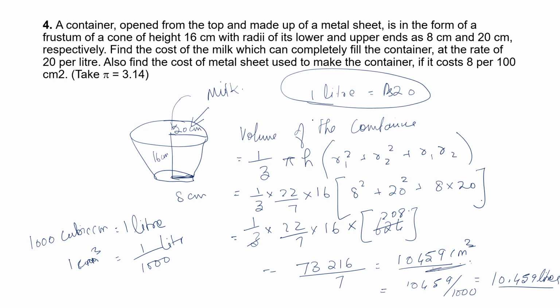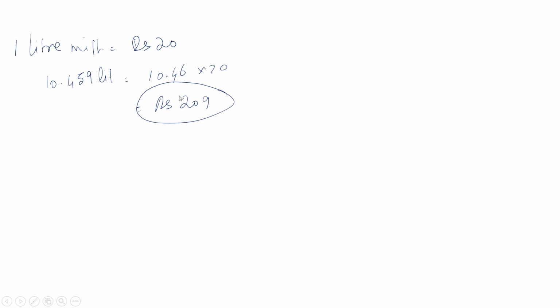So now 1 liter of milk costs 20 rupees. What is given? 1 liter milk costs rupees 20. So how much do we have? We have 10.459 liters. So how much will be the cost? The cost will be 10.46, approximated, into 20, which is equal to rupees 209. Okay, now this part is done.